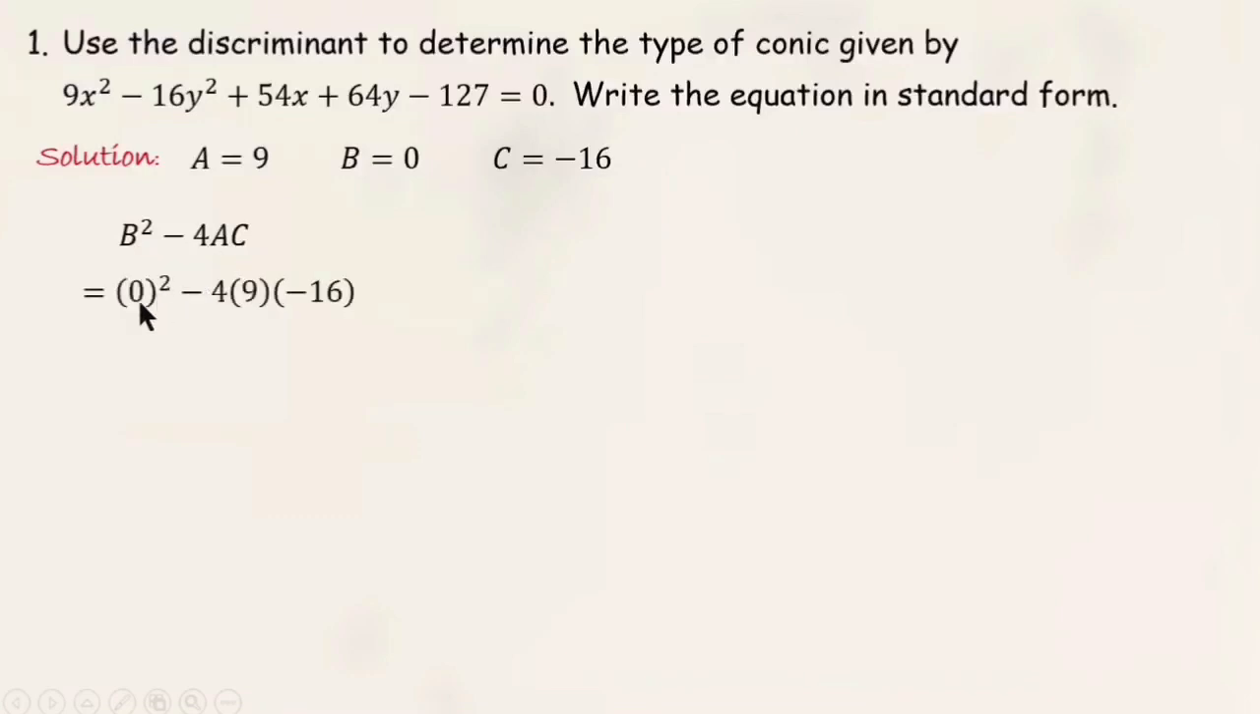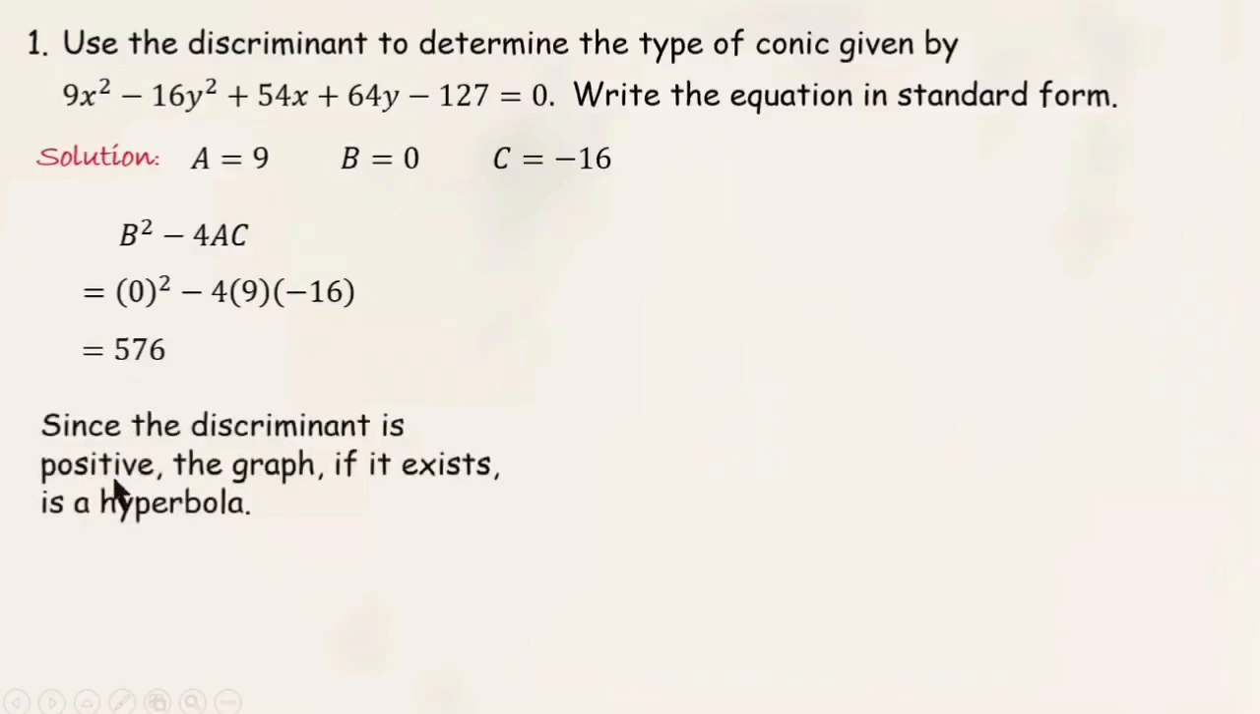Simplify. 0 squared minus 4 times 9 times negative 16 is 576. Negative 4 times 9 is negative 36, times negative 16 is positive 576. Since the discriminant is positive, the graph, if it exists, is a hyperbola. To check, we need to express the given equation in standard form by completing the square. First, collect all x and y.